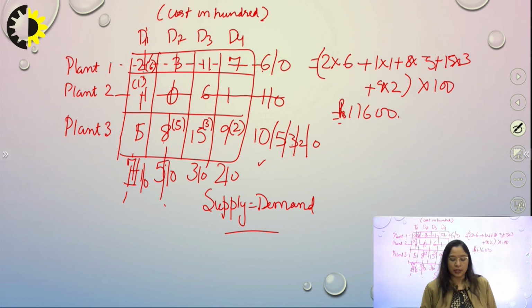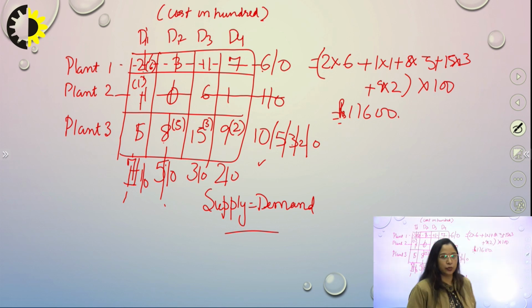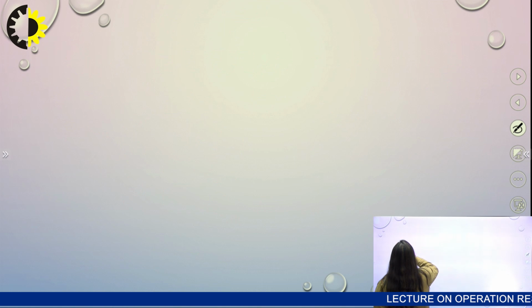Now our next method is row minima method. Row minima method and column minima method are more or less the same. I will just explain one, that is row minima method. Column minima method you can solve yourself. It is not a big issue with that. Now I will rewrite this equation.